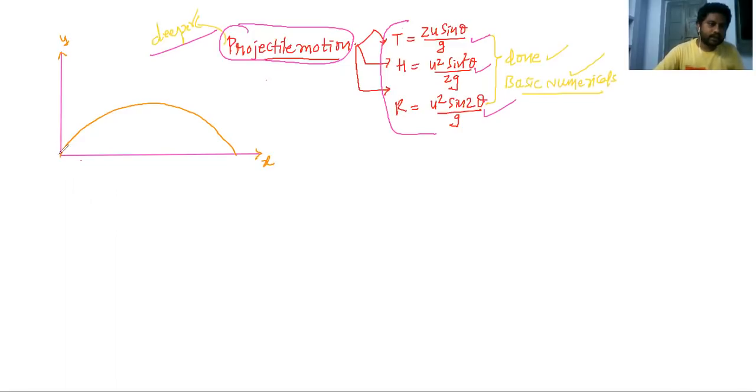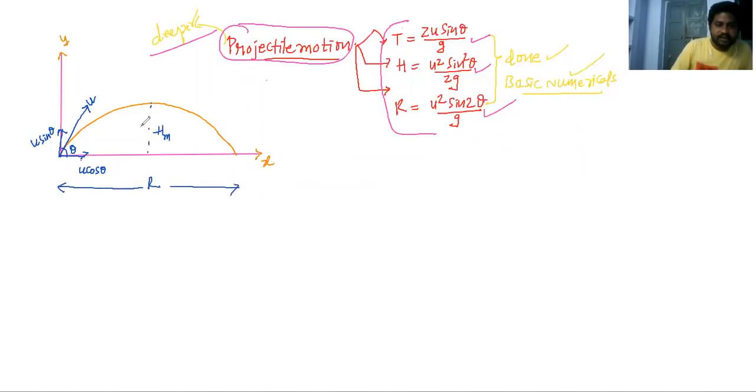You can clearly see here this is the initial velocity u and the angle of projection is theta. When this is the initial velocity u, I can write this component as u cos theta, and this vertical component of initial velocity is u sin theta, and this is the maximum height point. This is h maximum, and the maximum horizontal distance taken by the body is the range, and the total time of flight is t. Those expressions we have already discussed.